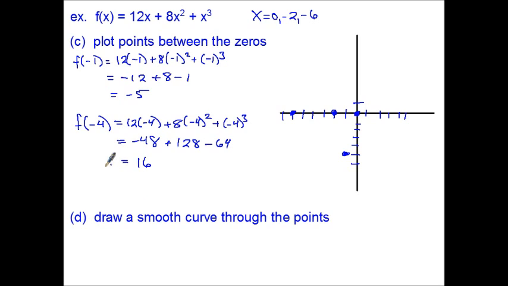Alright, so f of -4 is 16, so I'm going to have to kind of fudge this a little bit here. Let's call it 1, 2, 3, 4, 5, 6, 7, 8, 9, 10, 11, 12, 13, 14, 15, 16. Let's pretend those are evenly spaced like the bottom is. So at -4, 16 puts me about right there.